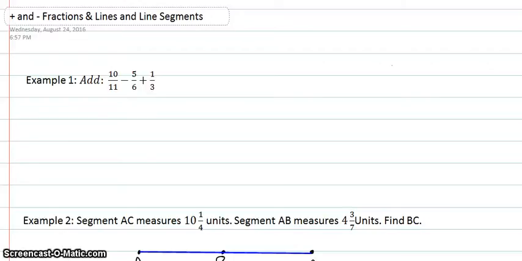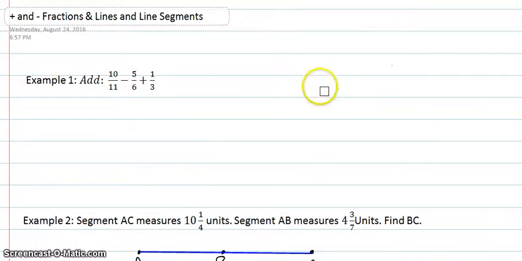In Lesson 1, we look at adding and subtracting fractions and line segments. And the first thing you want to do when you're subtracting or adding fractions is to make sure you have a common denominator. And you can see here that we do not have a common denominator. So what I'm going to do is find out what my common denominator is.